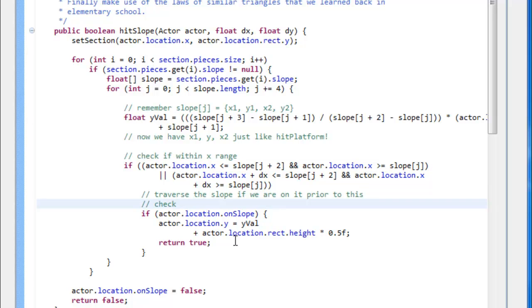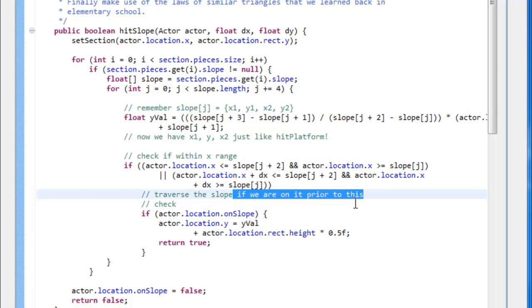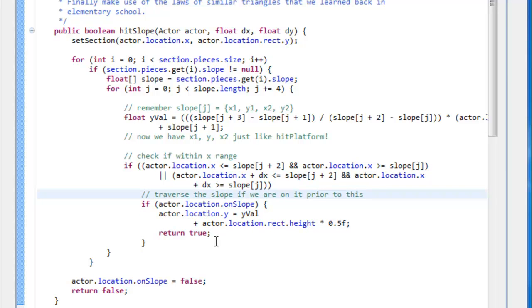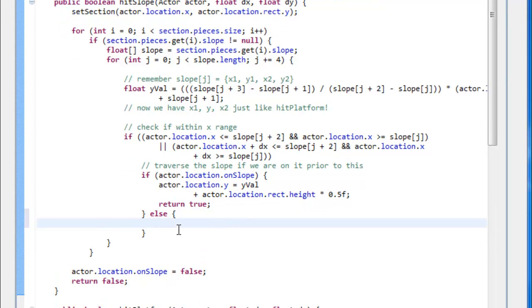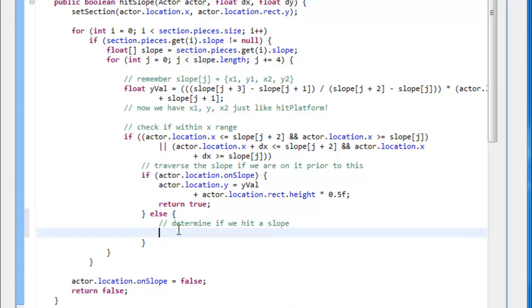Just delete the check. Pretty sure you can understand what that means. Otherwise, else, if we're not on a slope, we're going to check if we hit the slope. So we're going to determine if we hit a slope. We're going to switch. Well, let's switch anyways, just in case we want to add ceiling detection for slopes.